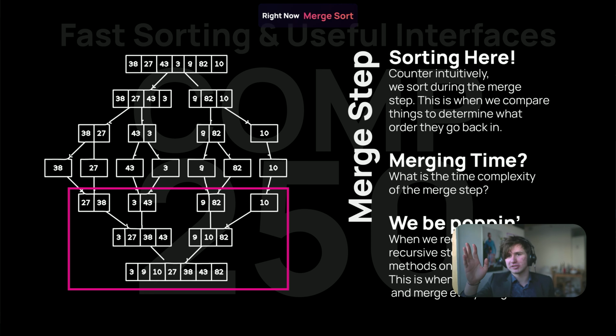So again, the question is, how does merge sort know to take the reverse step? How does it know to put the array back together in the same order that it took it apart?